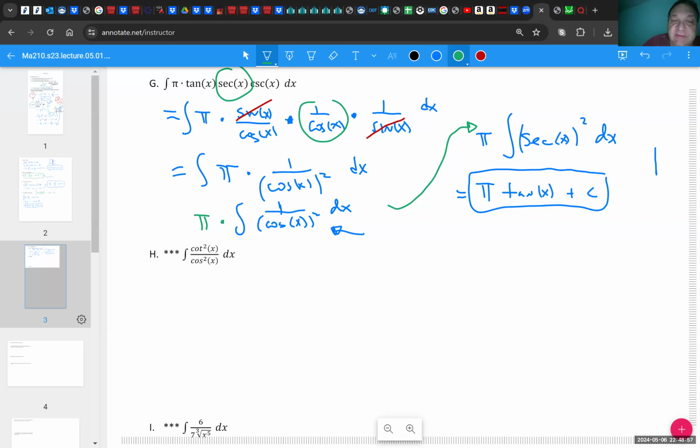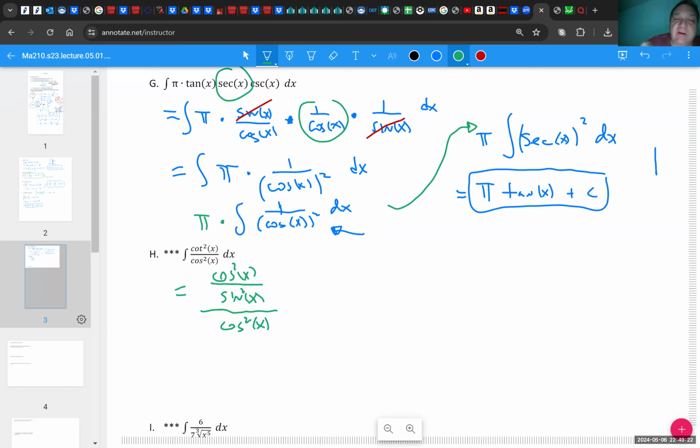I have cotangent squared over cosine squared. I'm going to be simplifying this. Maybe I'll try the same technique as before. Cotangent is cosine over sine. And because it's squared, I'm going to have each of these squared. So cosine squared over sine squared. And on the bottom, we have cosine squared.